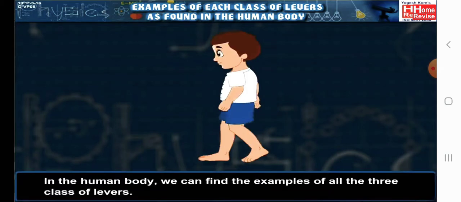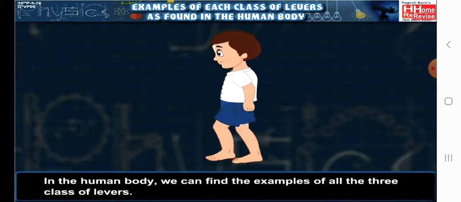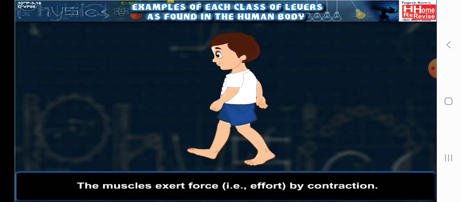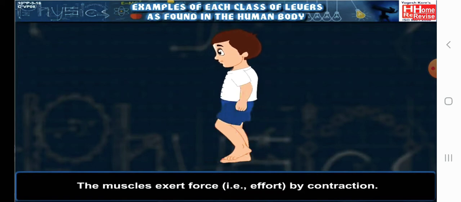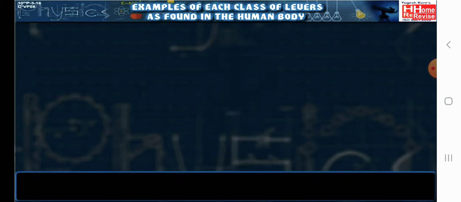Examples of each class of levers as found in the human body. In the human body, we can find the examples of all the 3 classes of levers. The muscles exert force, that is effort, by contraction.